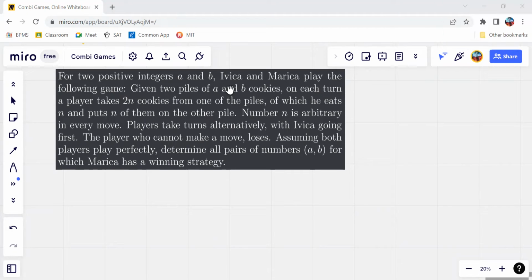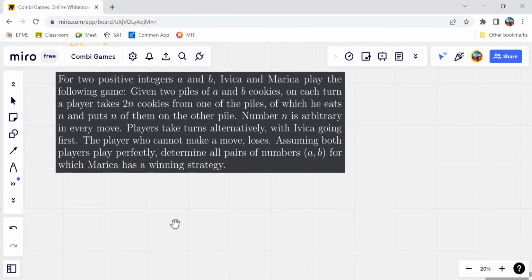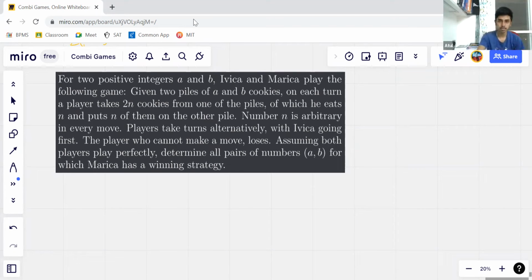Hello, I'm back. Kritati was saying something. No, I was just asking if the player chooses n or if it is decided beforehand. No, the player chooses n. Every move, it changes.